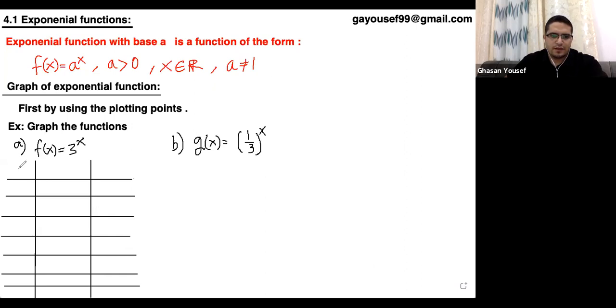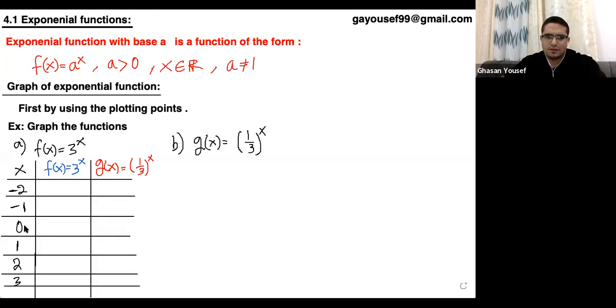So we have x, we have f of x. I'm going to use the blue color. f of x equals 3 to the power x, and g of x equals 1 over 3 to the power x. I'm going to use the points -2, -1, 0, 1, 2, and 3. Okay, so at 0, what is the value of f of x?